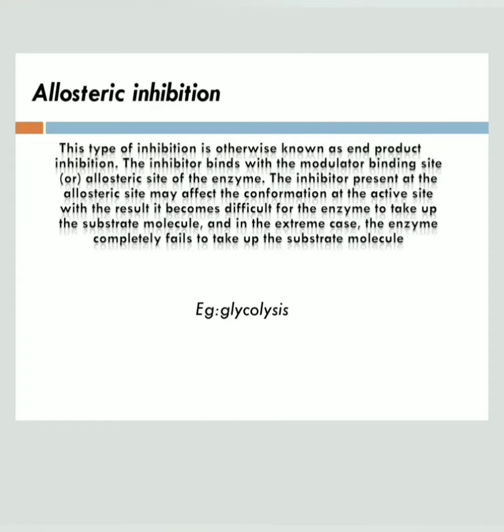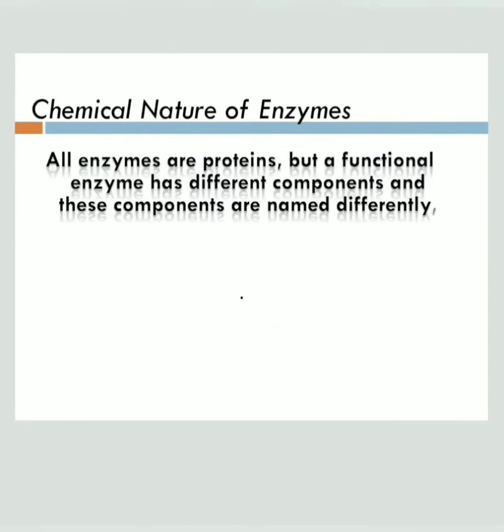Also we call it end product or feedback inhibition. Here the inhibitor binds with the modulator binding site, or the allosteric site of the enzyme, that is not the active site. The inhibitor present at the allosteric site may affect the conformation of the active site, with the result that it becomes difficult for the enzyme to take up the substrate molecule. In the extreme case, the enzyme completely fails to take up the substrate molecule, for example in glycolysis. Here they bind at a site other than the active site, and in a chain of reactions, their own end products only they will block.